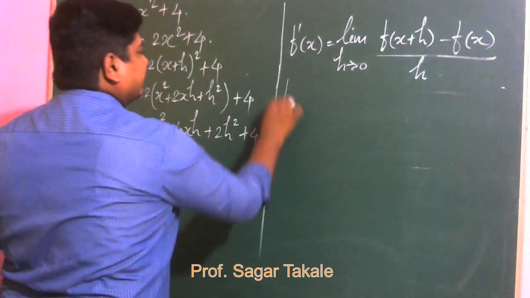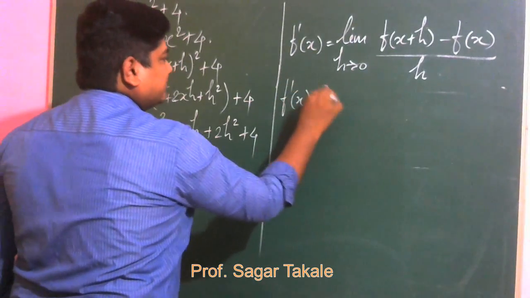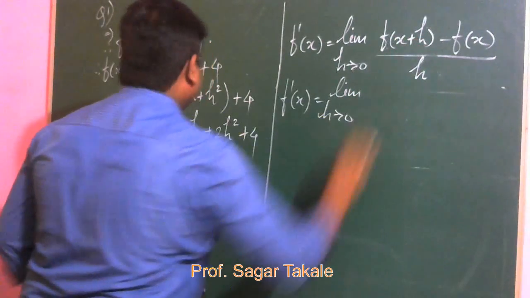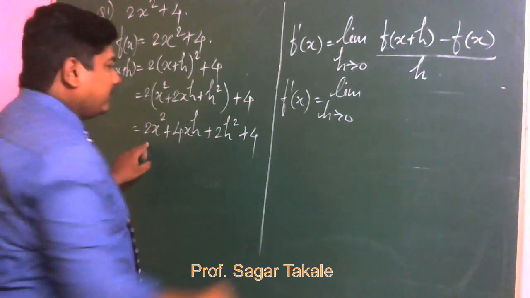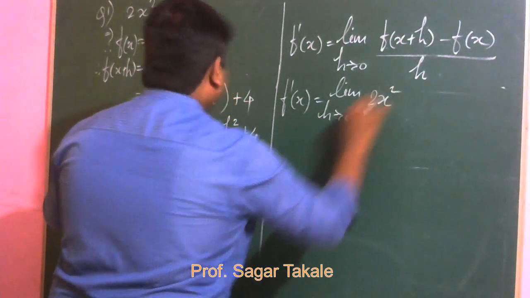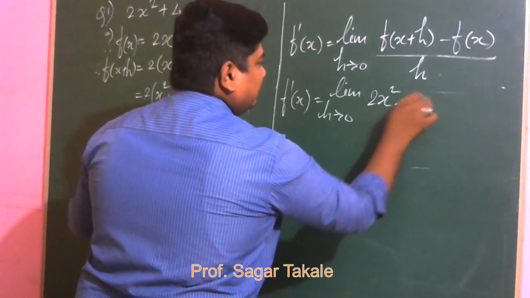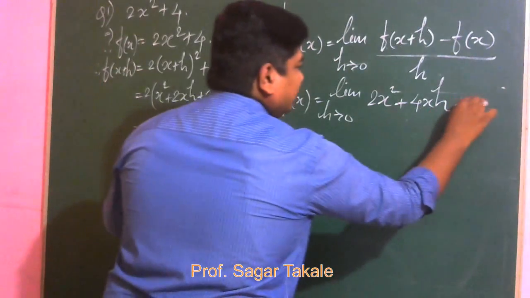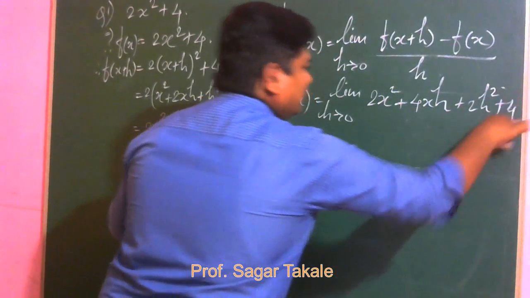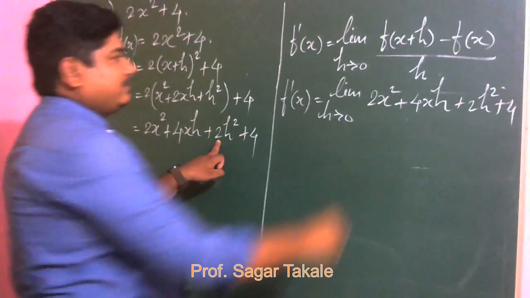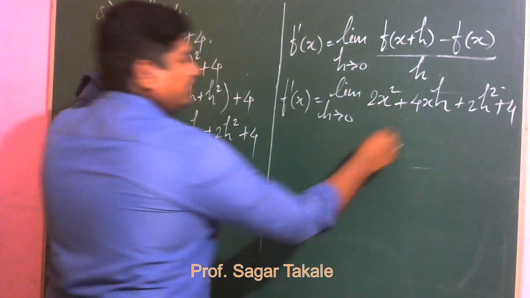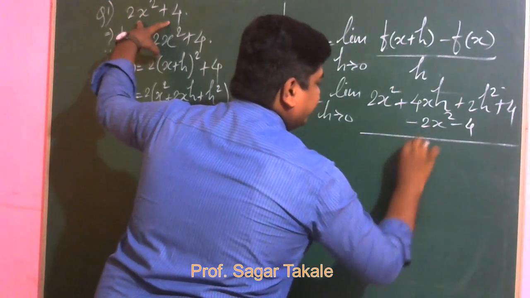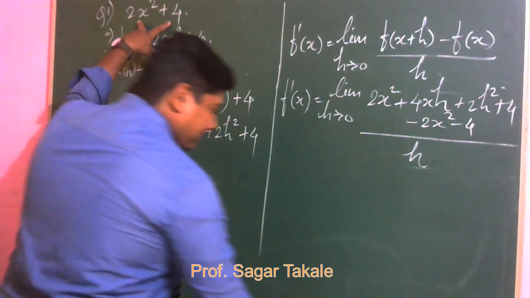f dash of x is equals to limit h tends to 0, what is the value of f of x plus h, yes यहाँ पे लिखा हुआ है क्या है, 2x square plus 4xh plus 2h square plus 4 minus f of x, minus f of x मतलब minus 2x square plus 4, that is minus 2x square minus 4 हो जाएगा, whole divided by h. अब क्या होगा रे?